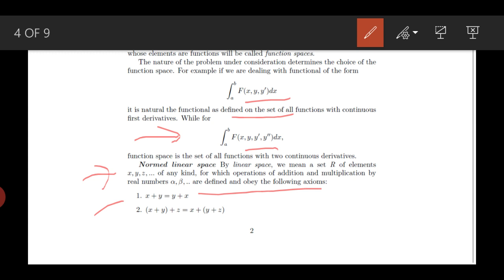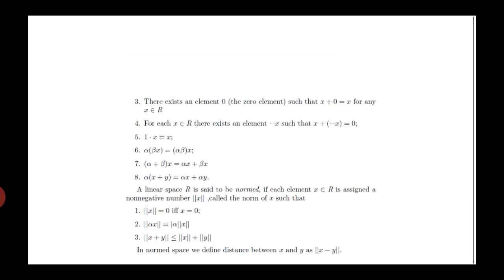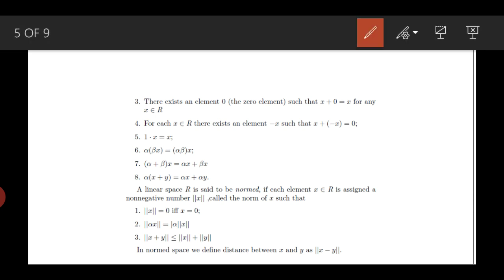The first property says that x plus y is equal to y plus x. It means that the addition should be commutative. The second property says that x plus y, you add first x plus y and then add z, is equal to adding y plus z first and then adding x. There are several more properties.